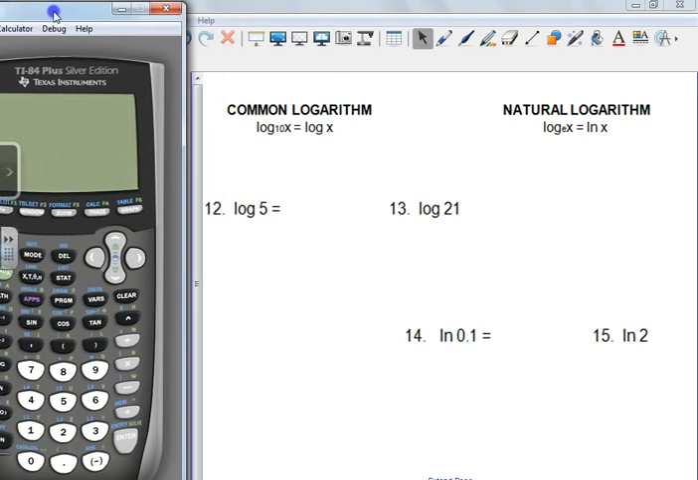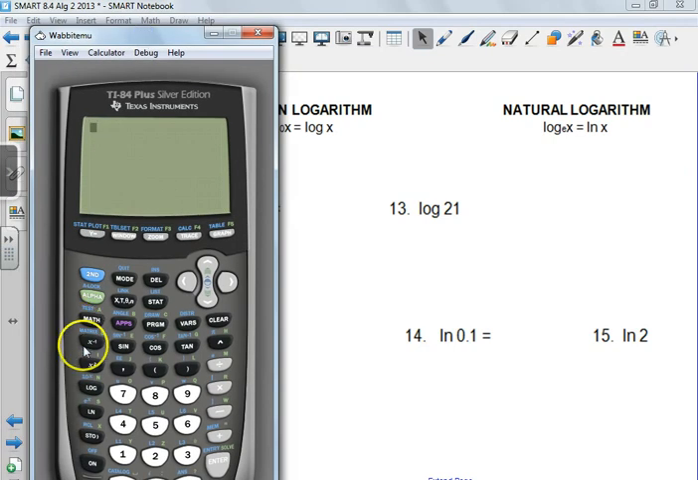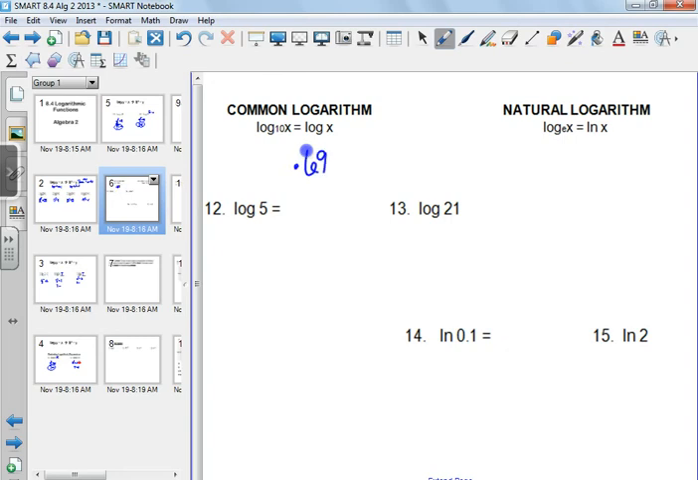So if we were given a question like number 12, where it says, what's the common logarithm of 5? That's as simple as just saying log and then typing a 5. And the answer is something gross, 0.699. So go ahead and write that down.